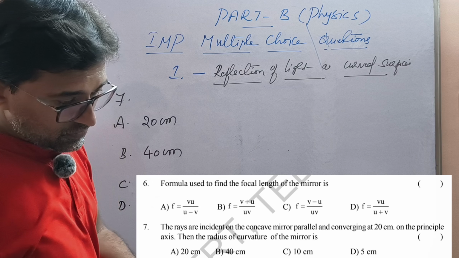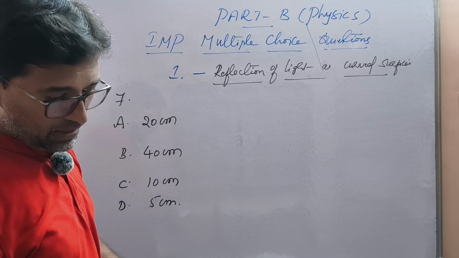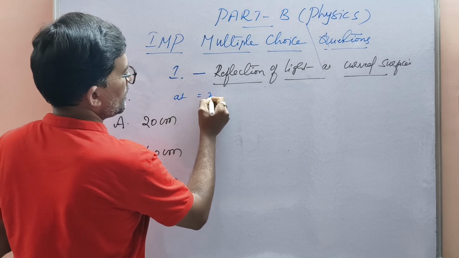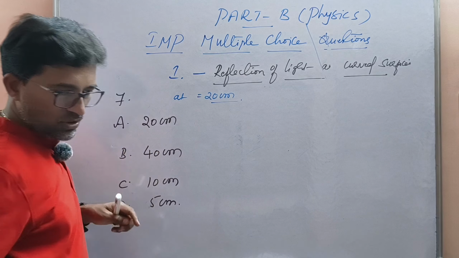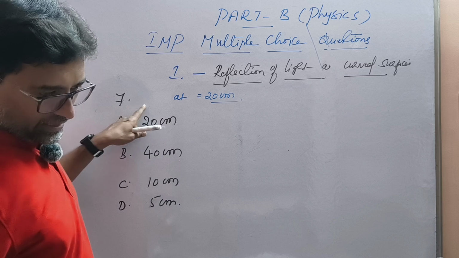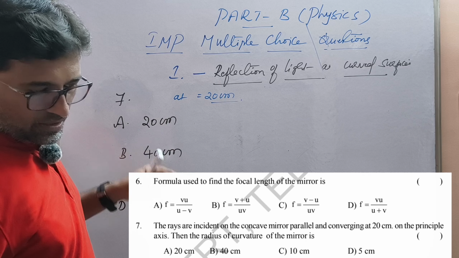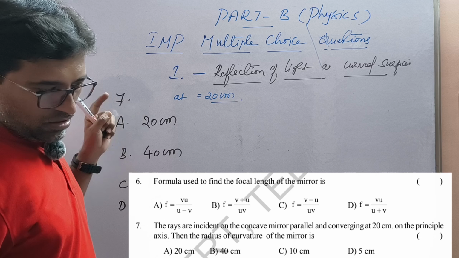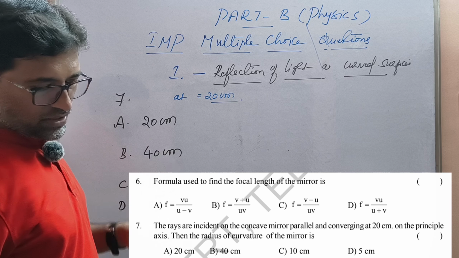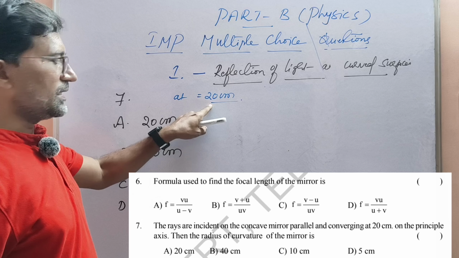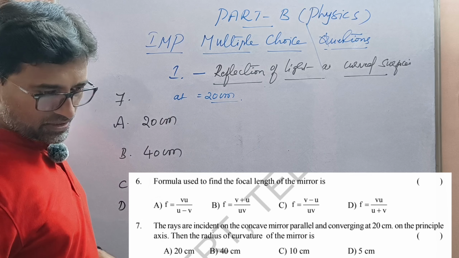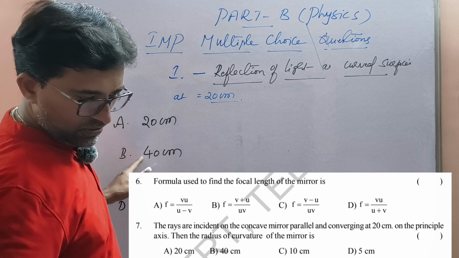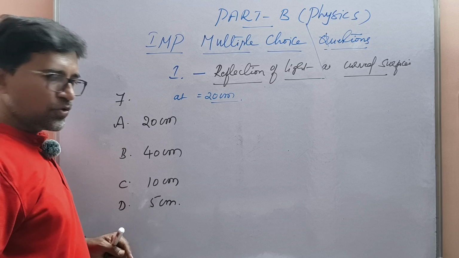The question is: rays are incident on the concave mirror parallel and converging at 20 centimeter on the principal axis. Then the radius of curvature of the mirror is, they are converging at a value of 20 centimeter on the principal axis. Then the value of radius of curvature is, you know that.